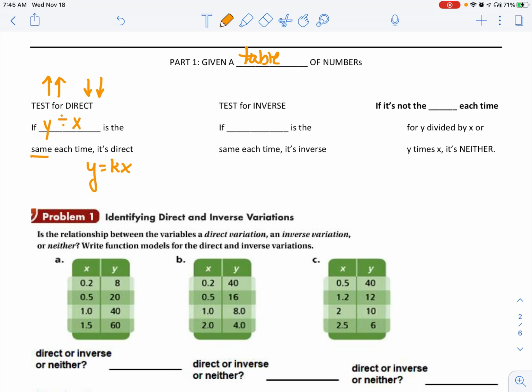By the way, whatever you get for y divided by x, that's what you get for k. That is your k value because you'll get it every time.